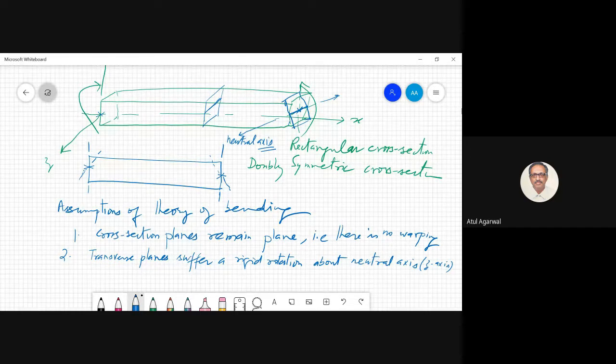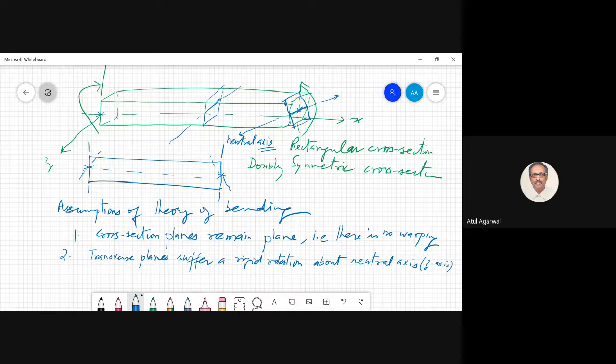You understand rigid rotation? I did it in torsion. I said rigid rotation of the cross-sectional plane about the longitudinal axis. There they were rotating about that longitudinal axis. Now they are not rotating about the longitudinal axis. They are rotating about the transverse axis. You see, this is the longitudinal axis of the beam. And this is the transverse axis, transverse direction.